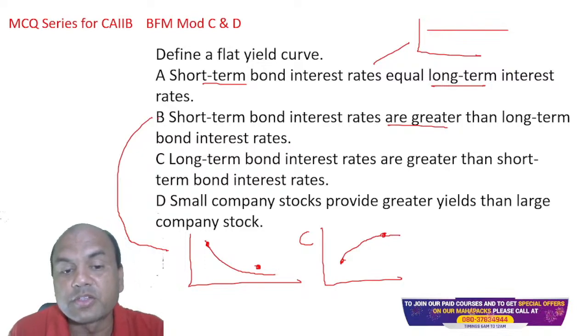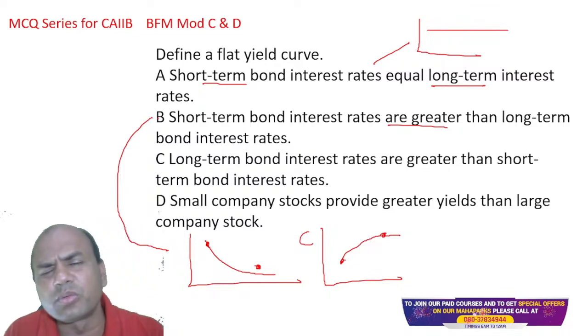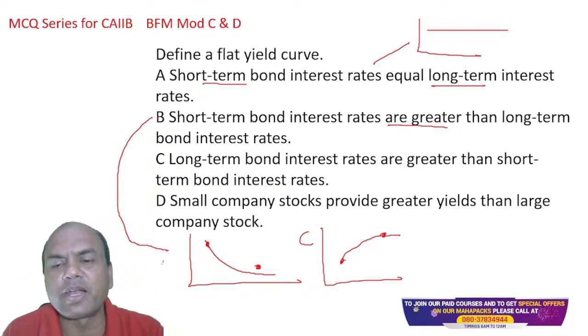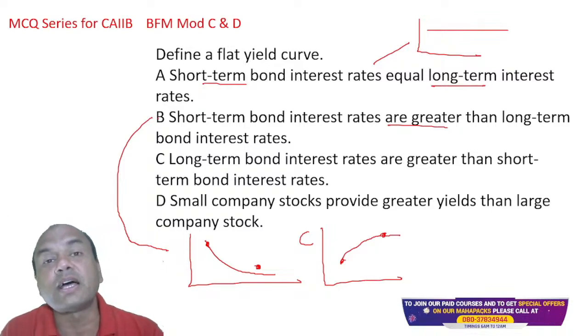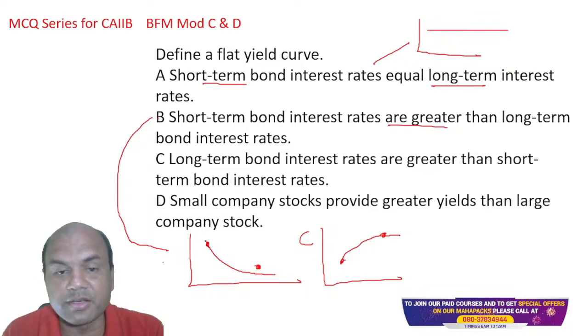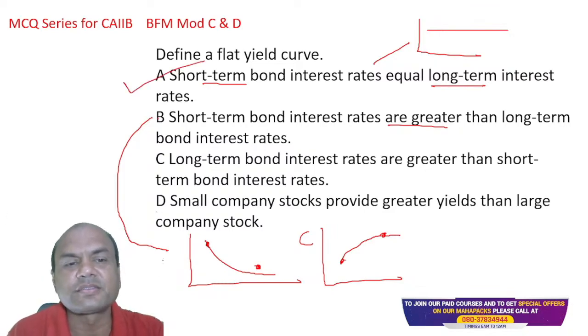Normal. Small companies provide greater yields than large company stocks. This has no base at all. There is nothing called a small company providing higher yields or higher returns. What is the yield? Yield means asking rate. Always remember, the rate in demand is the yield curve. So it's nothing like this. Okay, so the answer is A.